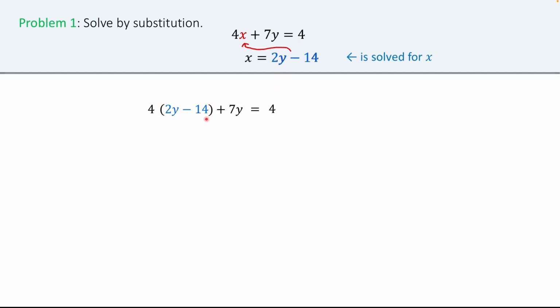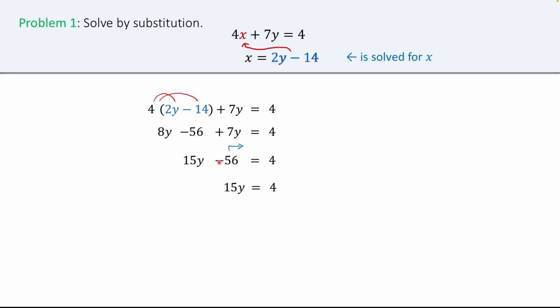Now remove the parenthesis using the distributive property. 4 times 2y is 8y. 4 times negative 14 is negative 56, plus 7y is equal to 4. Now simplify. 8y plus 7y is 15y, minus 56 is equal to 4. Now move this term to the right hand side and isolate this term. So 15y is equal to 4.